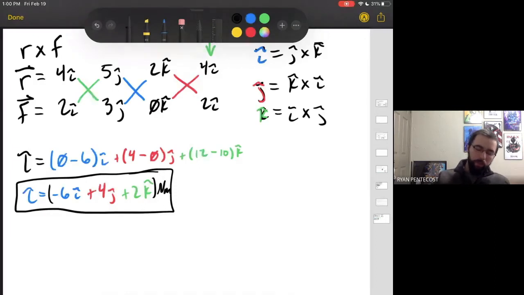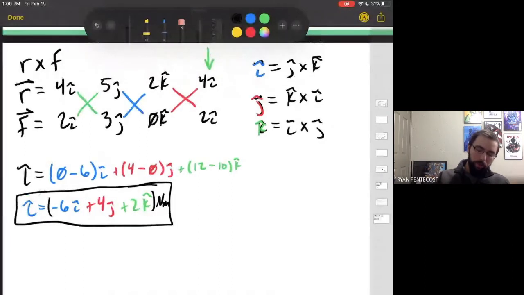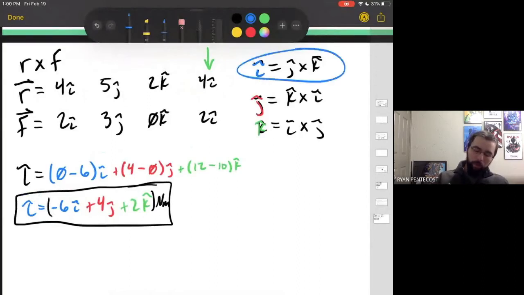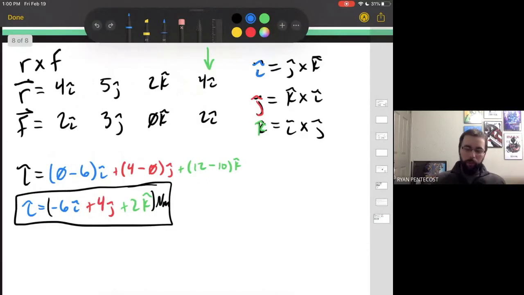So this is the determinant matrix method. I'll do this again real quick just to show you how I did that. For the i, you take j cross k. So j cross k, you take the radius, j cross k, minus the radius, k cross j. You always start at the top, start with your first one. With the cross product, the order matters, so you have to start from the top.